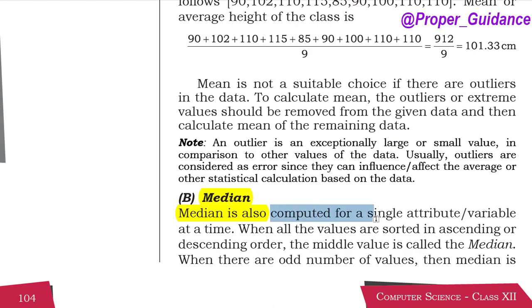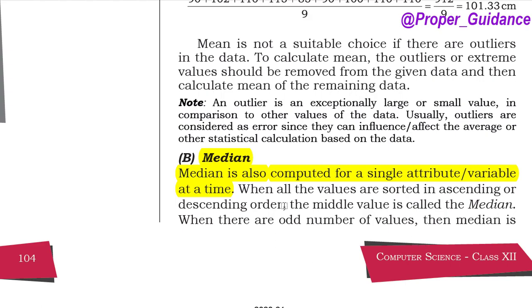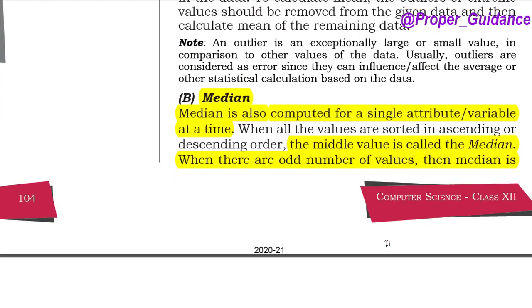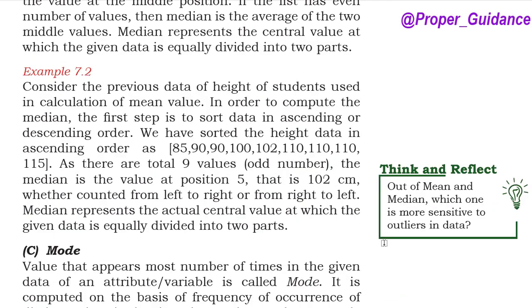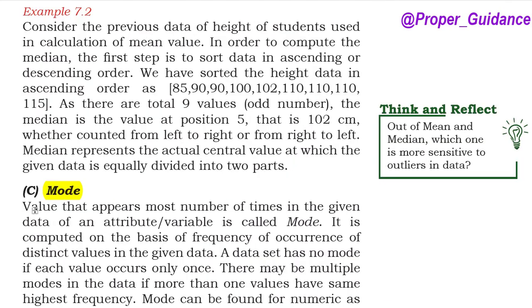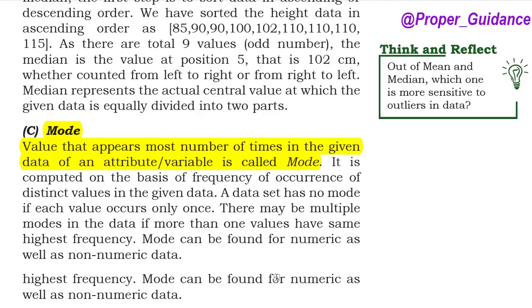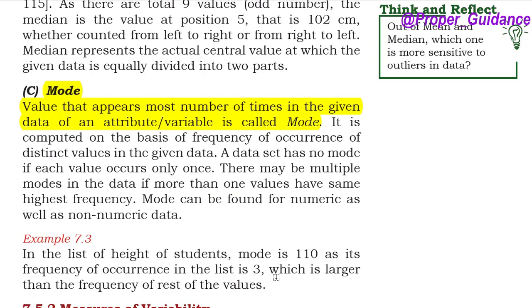Median is also computed for a single attribute variable at a time, when all the values are sorted in ascending or descending order. The middle value is called the median. Okay, so these are the various techniques to handle data. And mode, what is mode? Do you know what is mode? The value that appears the most number of times in the given data of an attribute variable is called mode. It is computed on the basis of the frequency of occurrence of distinct values.